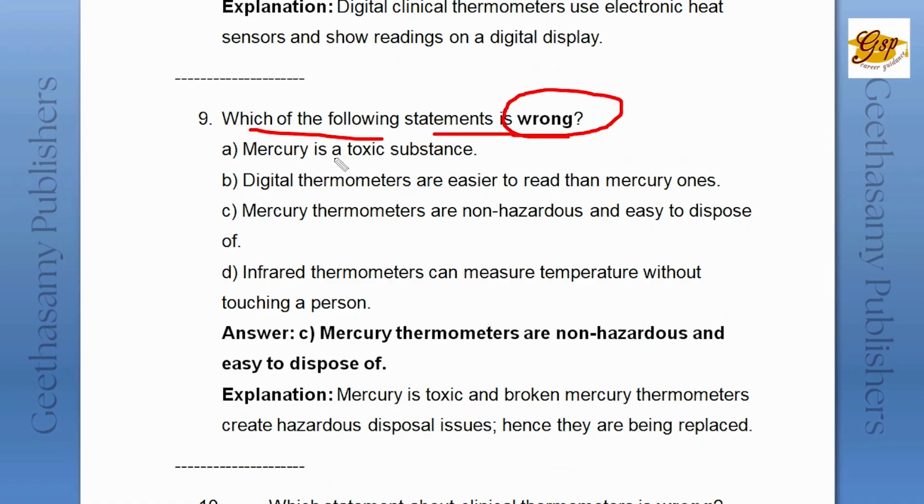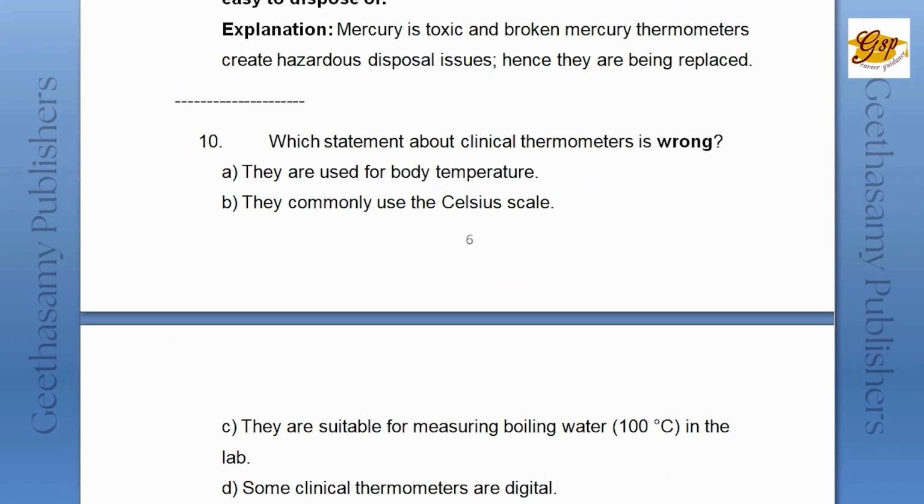See this, wrong. Mercury is a toxic substance. Digital measurements are easier to read than mercury ones. Mercury thermometers are non-hazardous and easy to dispose of. Infrared thermometer can measure temperature without touching a person. C, it's a wrong statement. Mercury thermometers are non-hazardous and easy to dispose of. It is not possible. Explanation, mercury is toxic and broken mercury thermometers can create a hazardous disposal issue, hence they are being replaced.